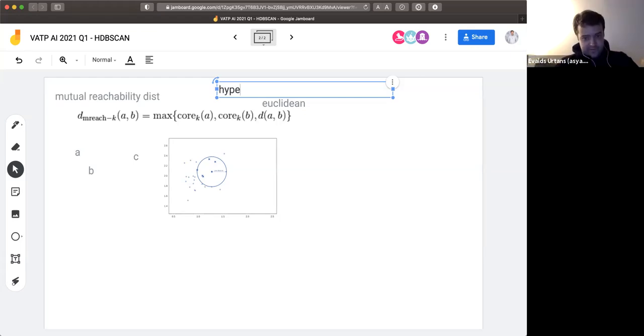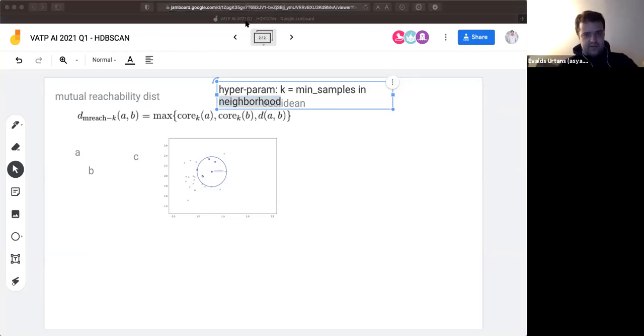So the hyperparameter, in this case k, is the minimal samples in the neighborhood. I probably need to double check that syntax. I'm not a native speaker, as you know, but I guess I got it right? Okay, that is our hyperparameter here.